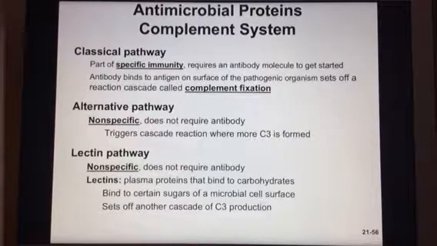So this focuses on the different pathways. There's 3. We have a specific immunity, which we're going to get to in the next video, but a specific immunity would have a classical pathway. But then let's here, since we're still on the non-specific resistance, let's look at the alternative and the lectin pathway. So those are both non-specific, again, in general for any type of pathogen. And this talks about triggering a cascade reaction.